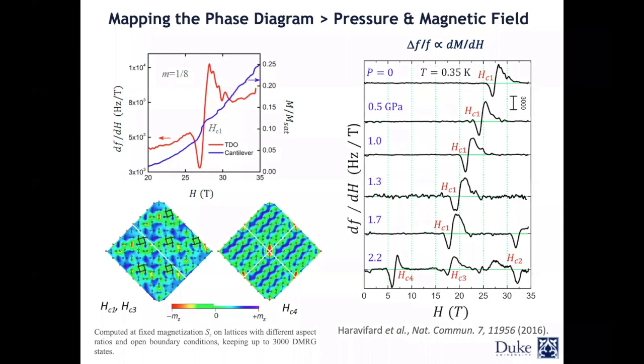But when we start to go up in pressure, it starts to move down in magnetic field. The moment we pass the 2 GPa critical point, we start to see a new set of plateaus popping out. This was quite interesting because it's a signature of the plaquette state.